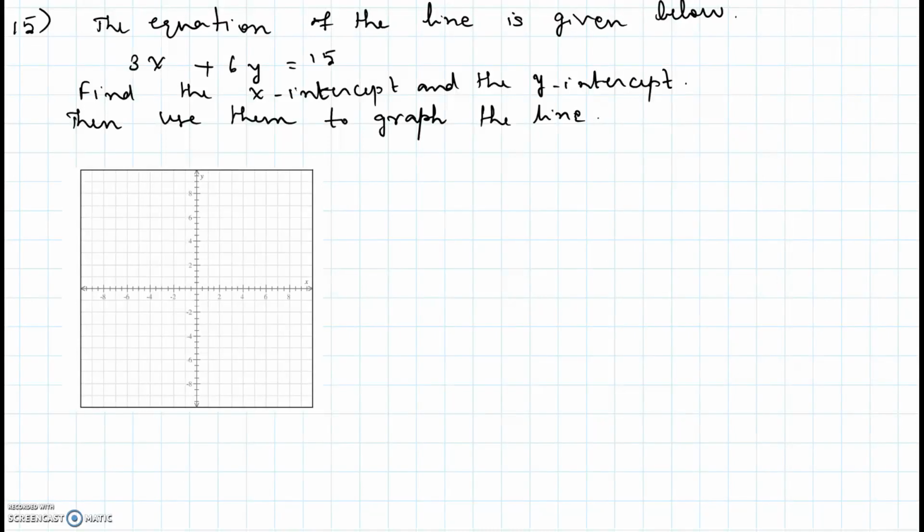Hi, in this video, I will be showing you problem number 15 of the practice exam 1. The equation of the line is given below: 3x plus 6y equal to 15. Find the x-intercept and the y-intercept, then use them to graph the line.